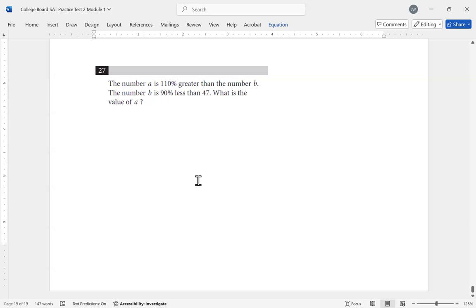The last problem is 27, and it says a number A is 110% greater than the number B. The number B is 90% less than 47. What is the value of A? So we have a bunch of equations here. A is 110% greater. That's going to be 1 plus 1.10. Then B. So 1 plus 1.10 times B is 110% greater than B. So A is equal to essentially 2.1 times B.